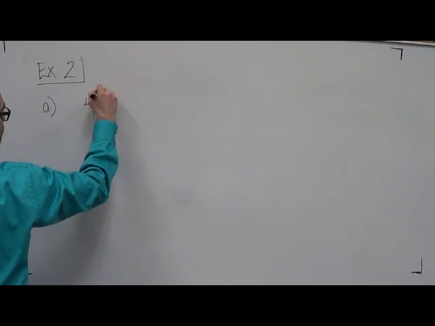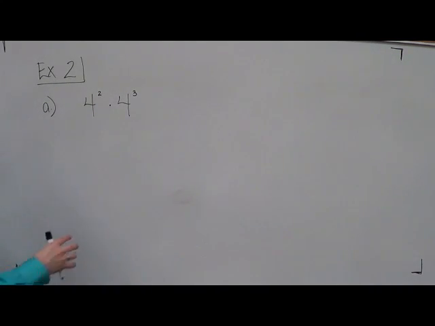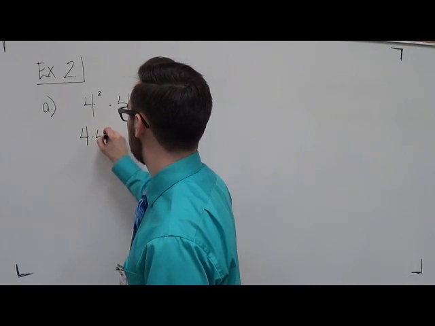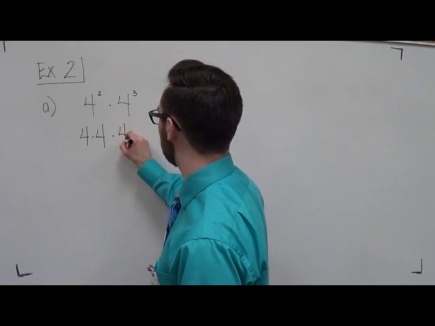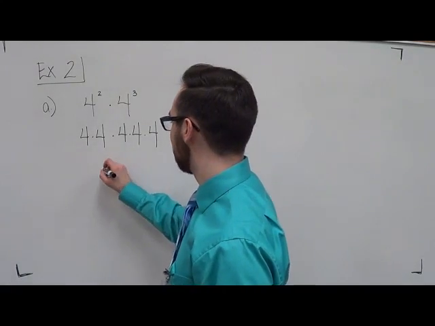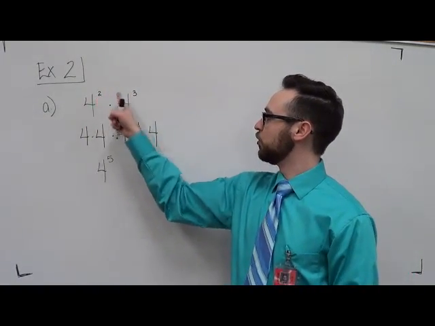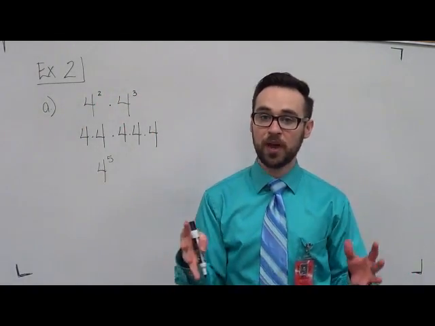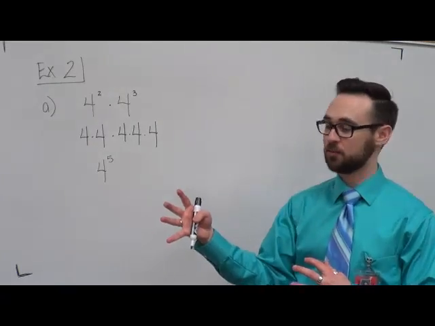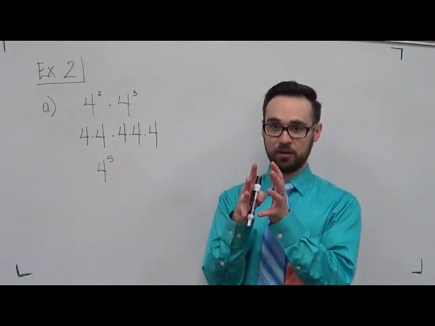So if I have, for instance, 4 squared times 4 to the third, what this really means is you have 4 times 4 times, and then we have 3 more 4s, right? So how many 4s do I have in total? Well, we have 5. So this becomes 4 to the 5th power. 2 plus 3 is 5. So when you have the same base, you add the exponents. So multiply, you add the exponents, and this is why. Because when you separate it out, you're just combining the two numbers.